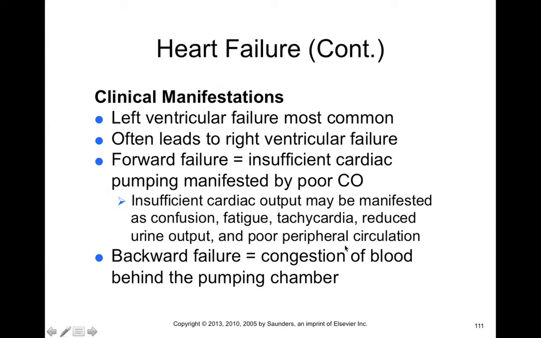Now, the backwards effect of left-sided heart failure, or left ventricular failure, would be congestion of blood in the lungs. So we talk about how the left ventricle receives blood from the left atrium, which is receiving blood from the pulmonary veins, and those are actually bringing blood away from the lungs. Well, if the left ventricle is failing to move that blood along, then blood's backing up in the pulmonary circuit, so we get this congestion of blood there in the pulmonary circulation.